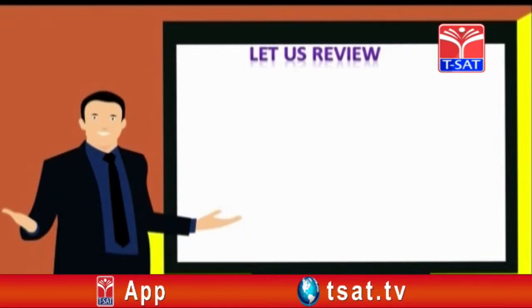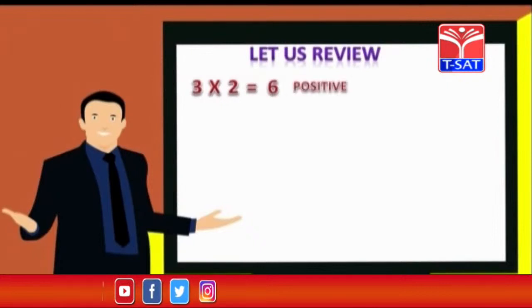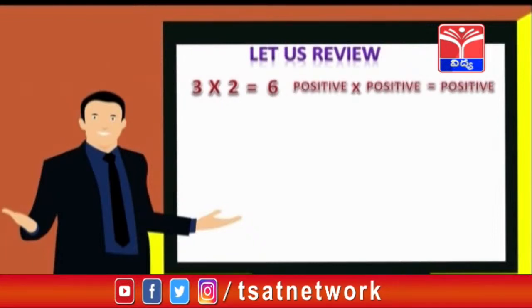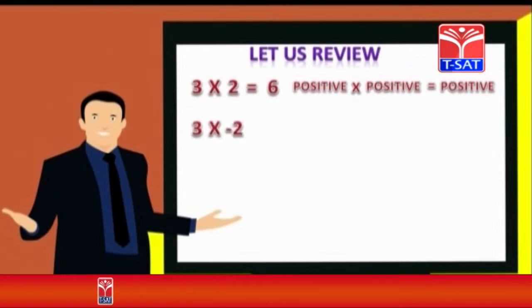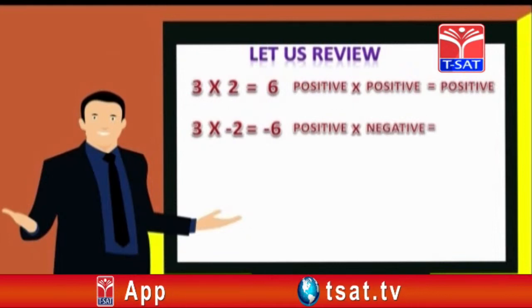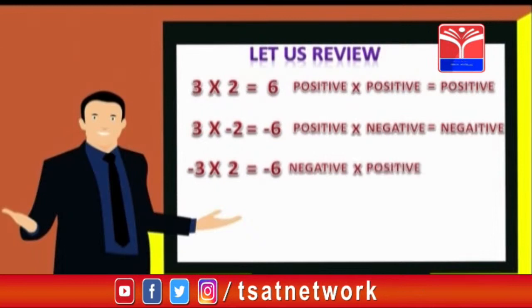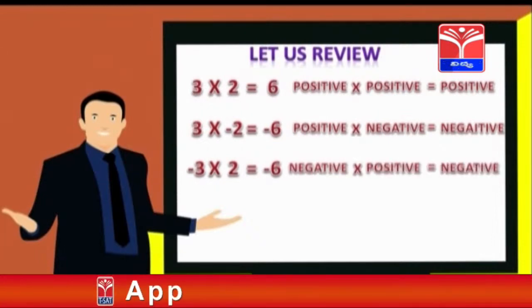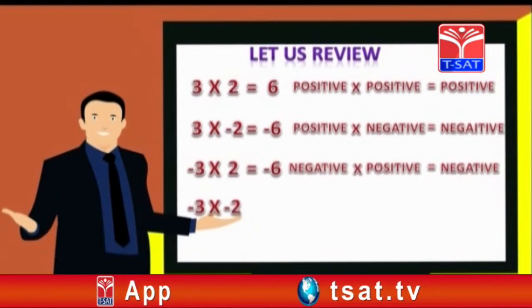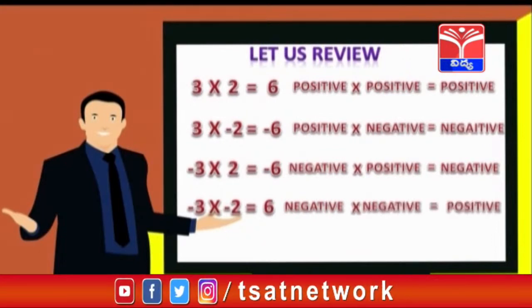Let us review all the results of these 4 kinds of products once. 3 times 2 is 6, that means positive times positive, we got the answer positive. In the next result, 3 times minus 2, it is minus 6, that means positive times negative, the answer we got is also negative. Negative 3 times 2, the answer we got is again minus 6, that tells us negative number times positive number, the answer is always negative. And negative 3 times negative 2, the answer is 6. This tells us that negative number times negative number, the answer is a positive number.